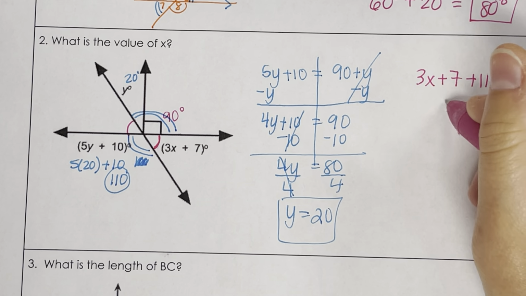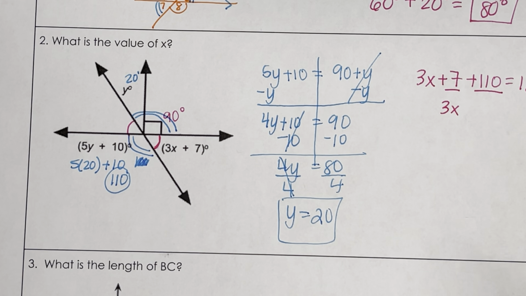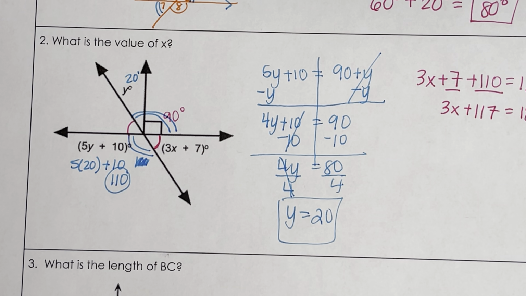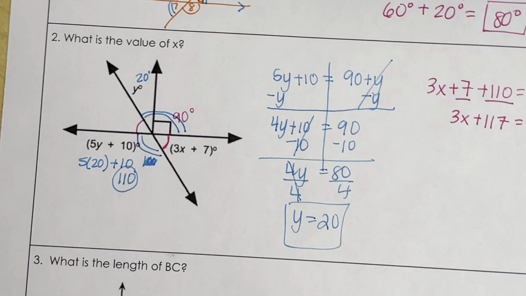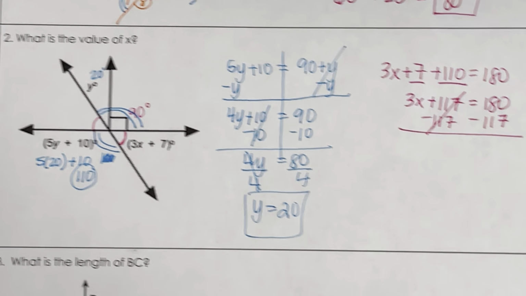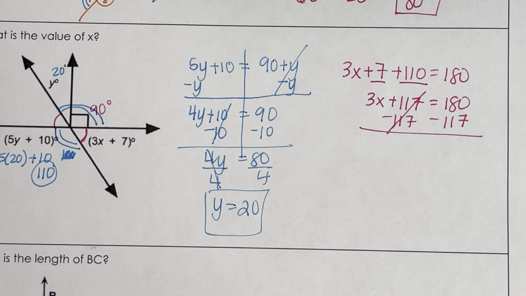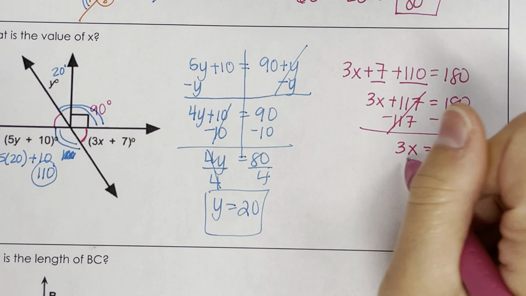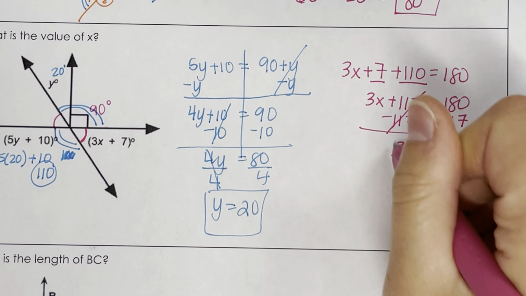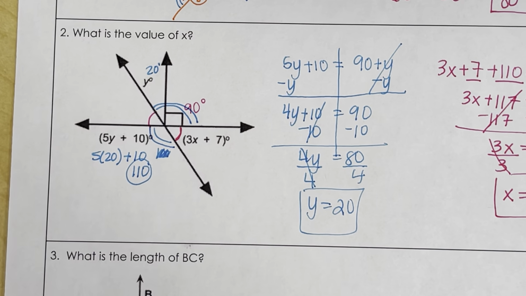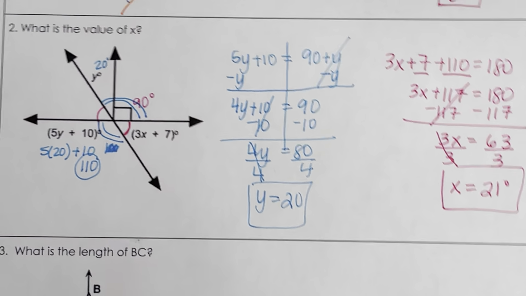Okay, so I'm going to do 3x. I'm going to combine my like terms. 110 and 7 is 117. And then I'm going to subtract 117 from both sides to get the x all by itself. So this is 3x equals 63, and then I divide both sides by 3, I get x equals 21 degrees. So my final answer, the value of x is 21 degrees.